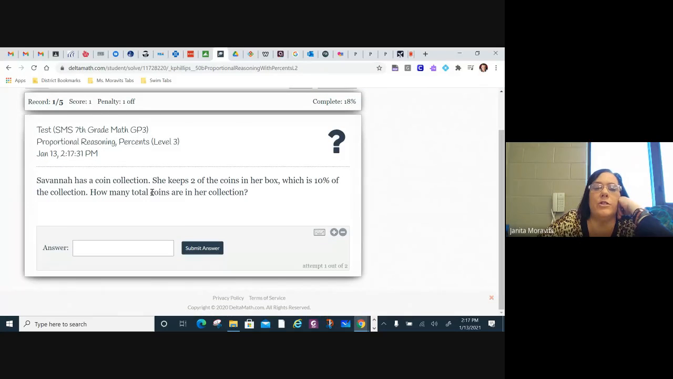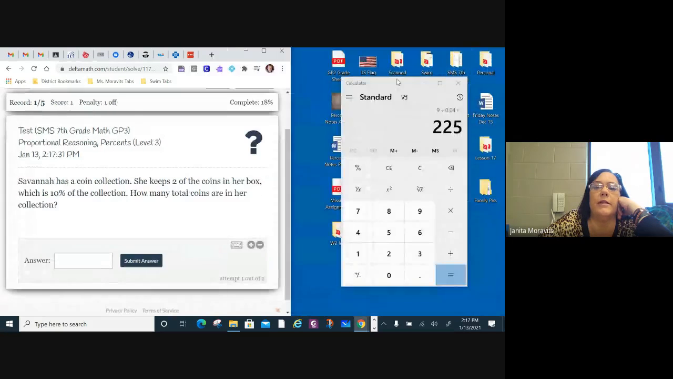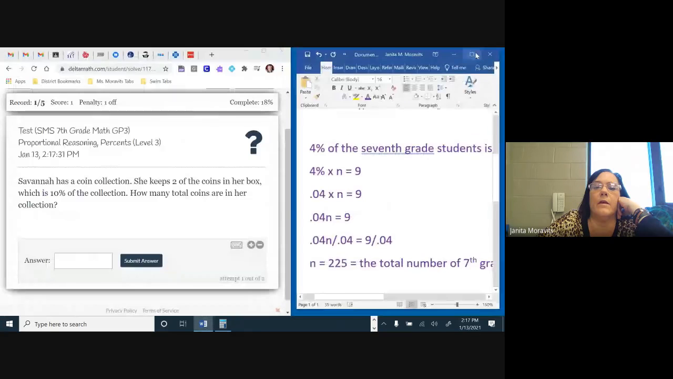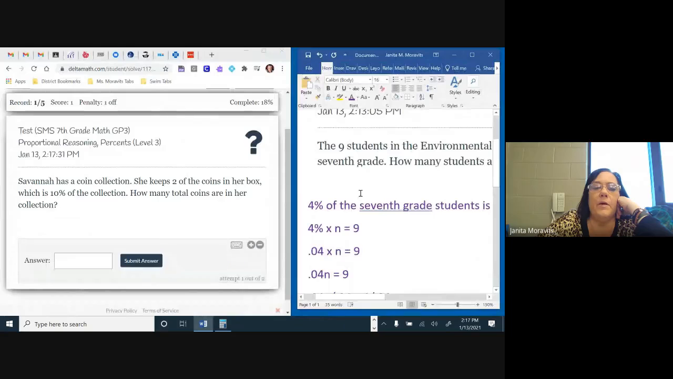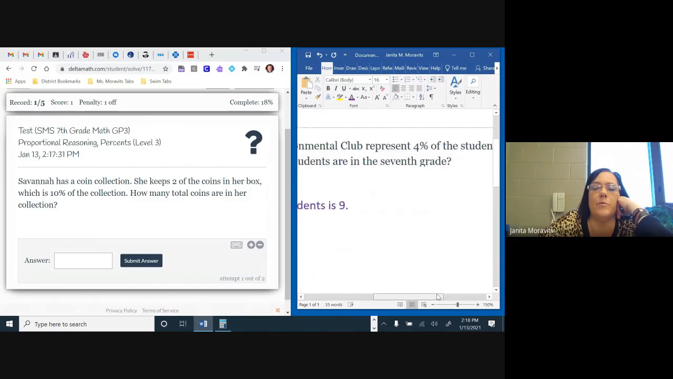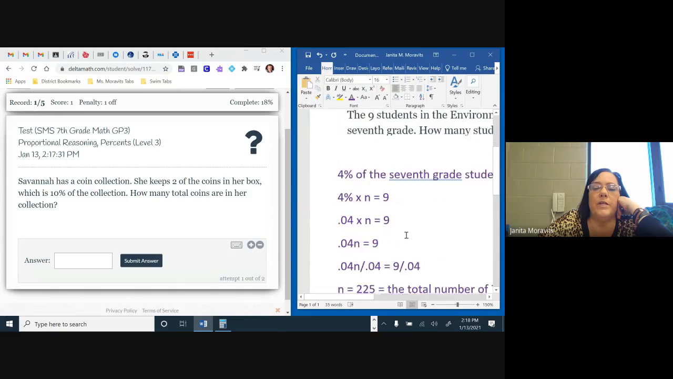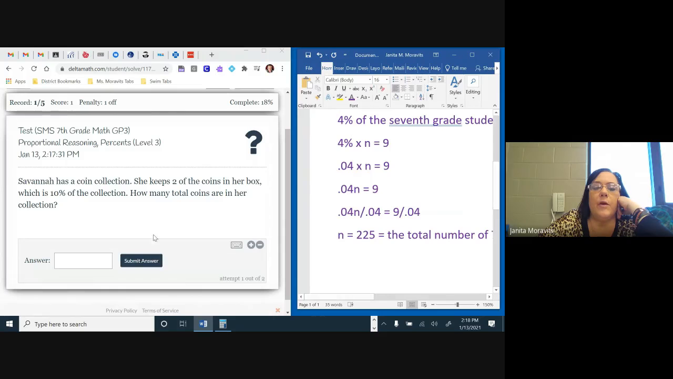We're going to do one more like this. She has a coin collection. She keeps 2 of the coins in her box, which is 10% of the collection. So if we go back and look at the other one, let's just do it like this. And let's call up our document so that we can see it. All right. So what happened up here was we had our percentage and we divided it by the number that we had that represented that percentage. So what we essentially ended up doing was taking the number that represented that percentage, which was 2 on this one, and dividing it by our percentage.